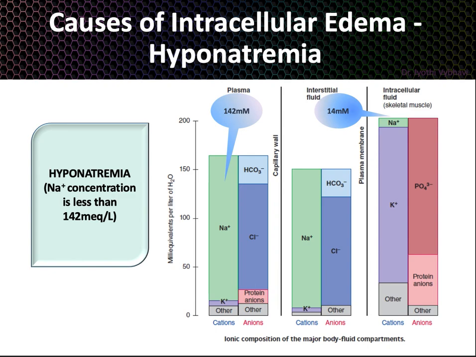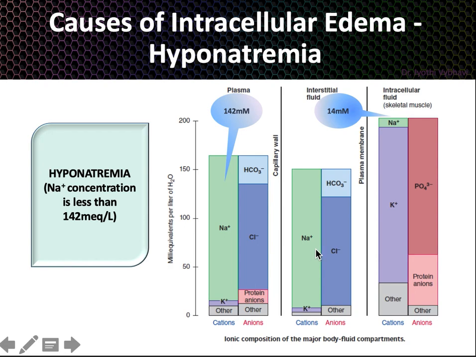Now, if you look at this diagram, it shows the ionic composition of the major body fluid compartments. This line shows the intracellular fluid compartment, this is the interstitial fluid, and this is the plasma ionic composition. What I want you to see in this diagram is that sodium is present in the intracellular compartment too, but very little, whereas in the extracellular and interstitial compartments, sodium is the major ion. You have to keep in mind that extracellular fluid contains sodium as the major ion.